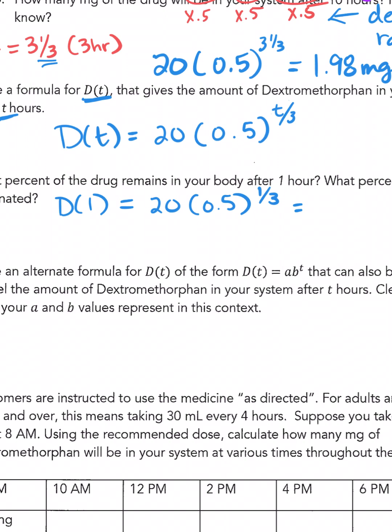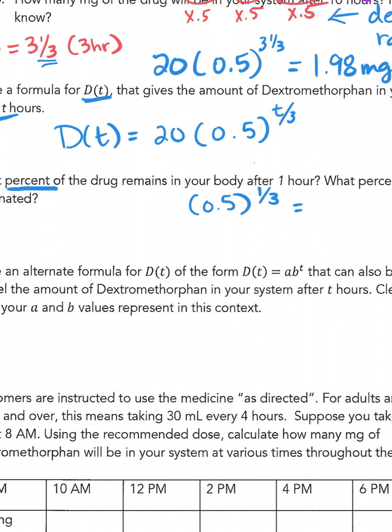Did we really need to do this? Here's my question for you. Did I need this piece of it? Guess what? I'm going to get rid of that. Why? Because we're not really finding the amount of drug left. It's asking the percent of the drug. It's a different question, guys.